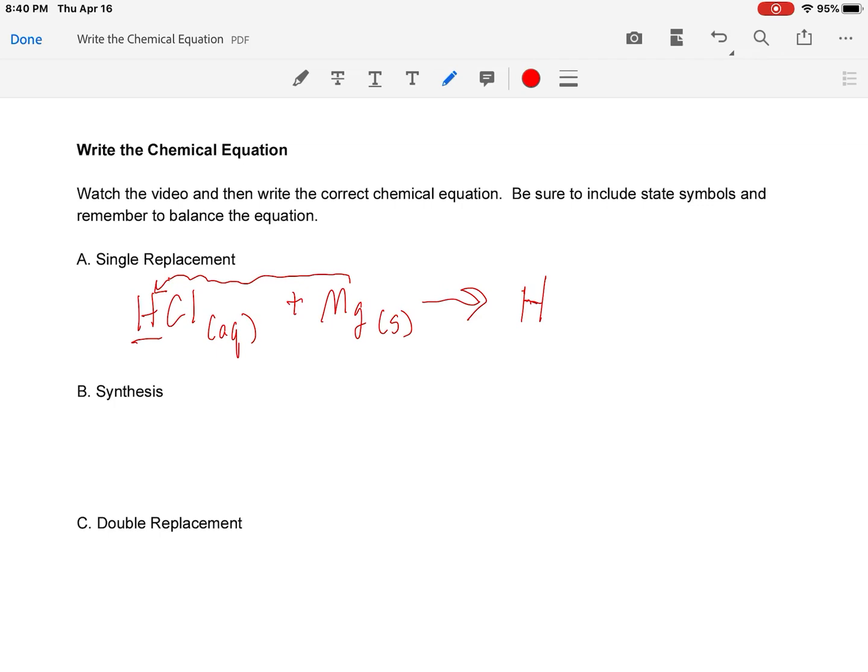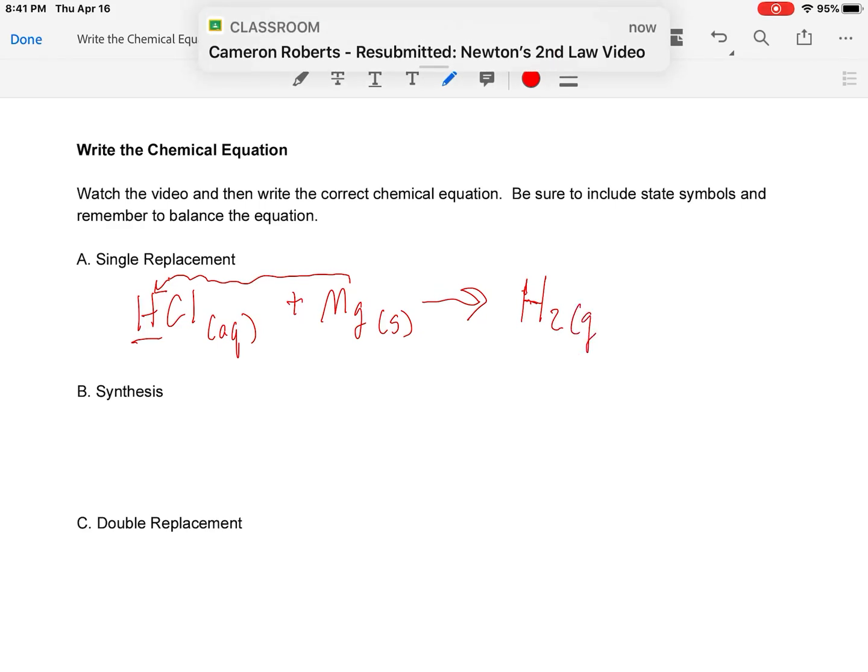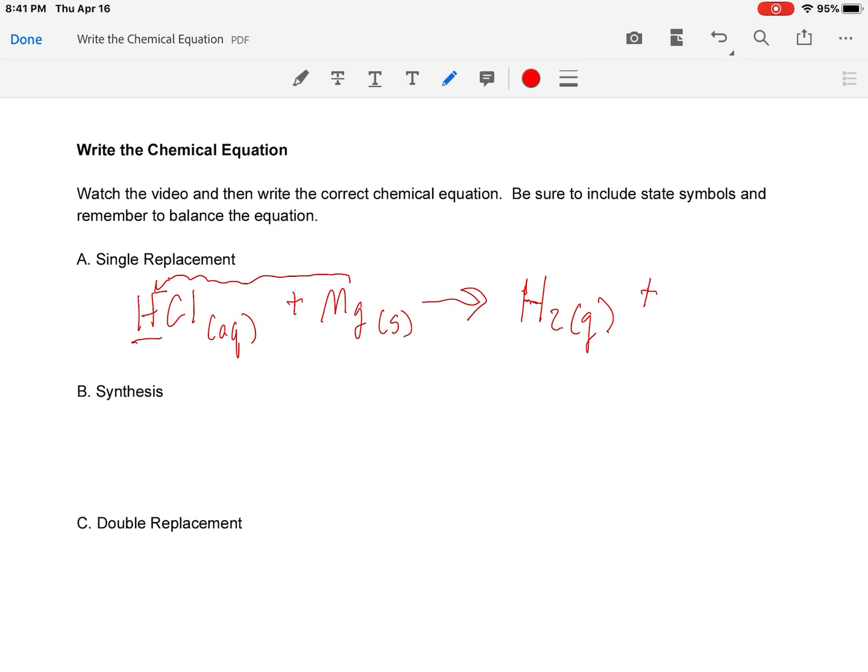So that gas is indeed hydrogen. Hydrogen, you may recall, is diatomic, so it's H2, and as I just said, it is in the gas state. Okay, so we've got H2 gas. That's what fills up the balloon. And the other product then is going to be the compound between magnesium and chlorine. In other words, in the single replacement, the magnesium kicks out the hydrogen, and now the magnesium makes a compound with chlorine. But we still have to balance charges.